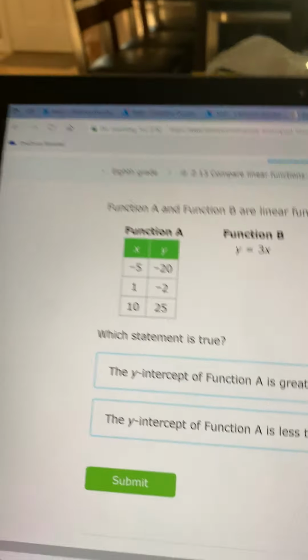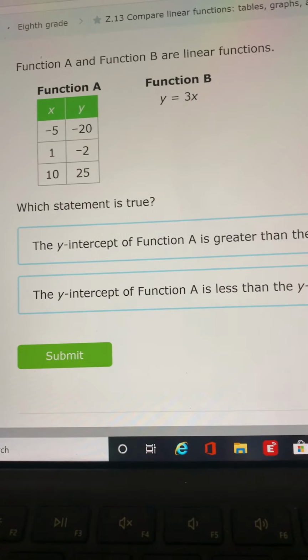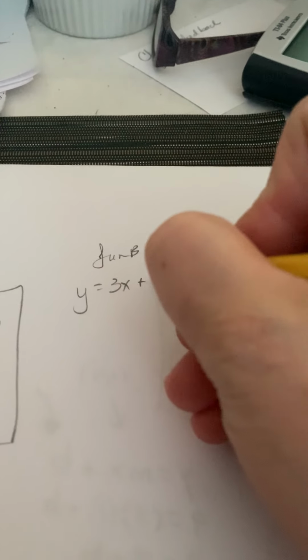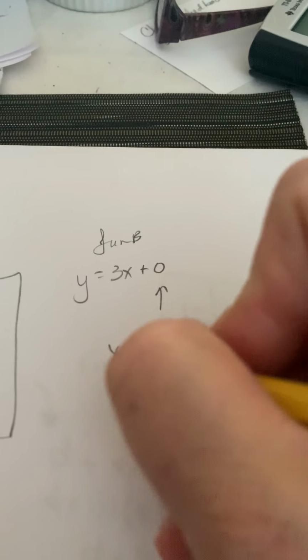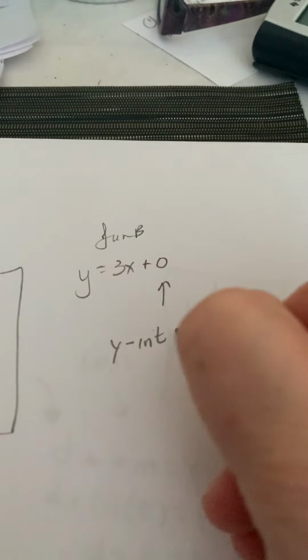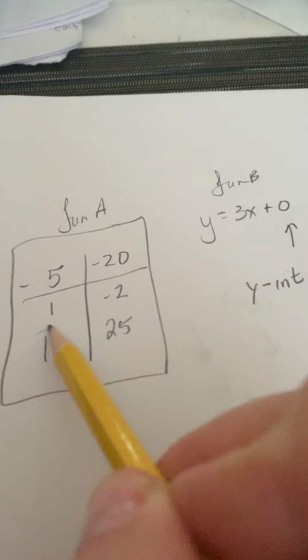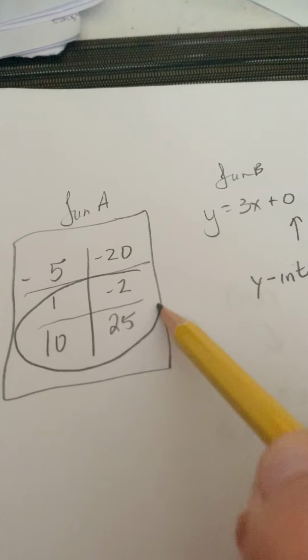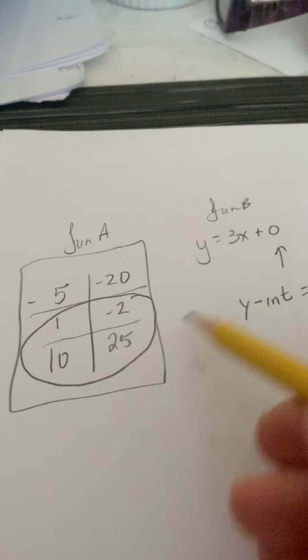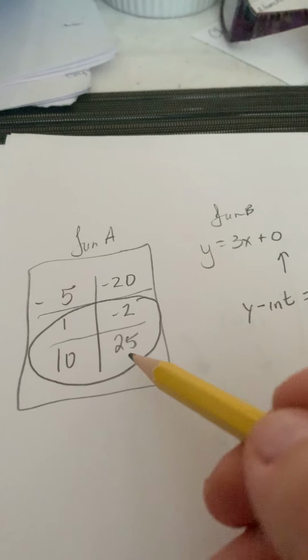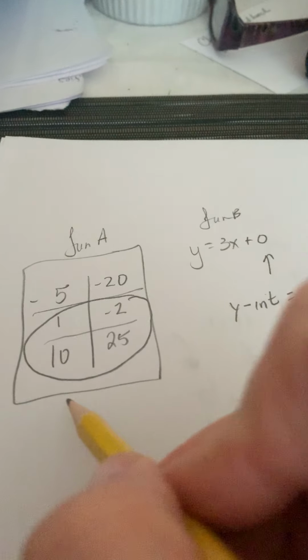So when we look at this here, they want us to do the y-intercept. The easiest one for us to find is going to be in function B. It's not written there, so we know it's 0. So the y-intercept for function B is 0. And then these are our points, so I'm going to use these two. Even though they're not asking about the slope, I need the slope to find the y-intercept.